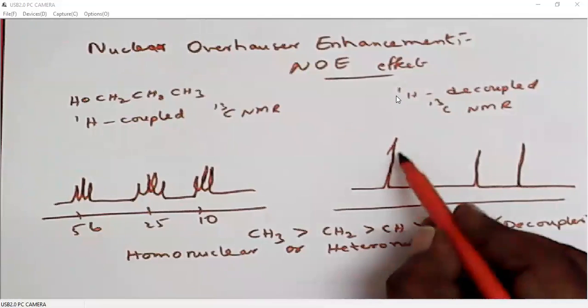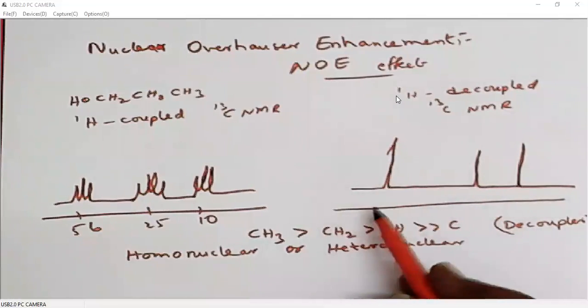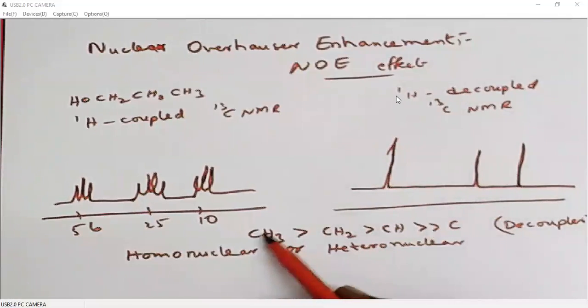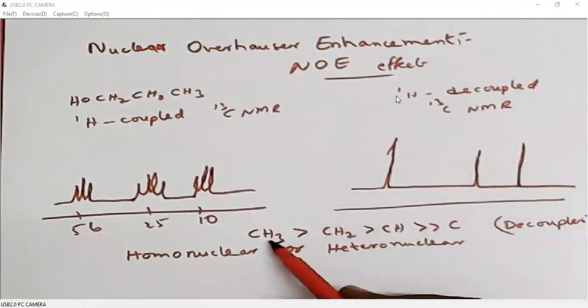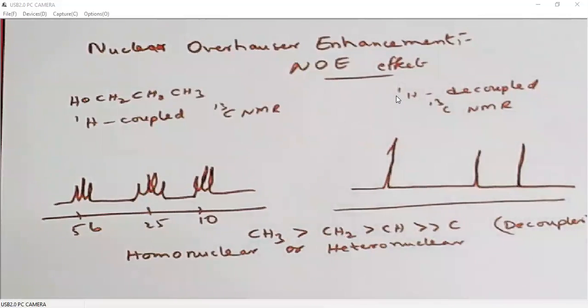So the enhancement in the carbon signals depends on the number of protons or number of atoms attached to the carbon. If we have 3 hydrogens, the enhancement will be larger. If we have 2 hydrogens, the enhancement will be lesser compared to 3 hydrogens, something like this.